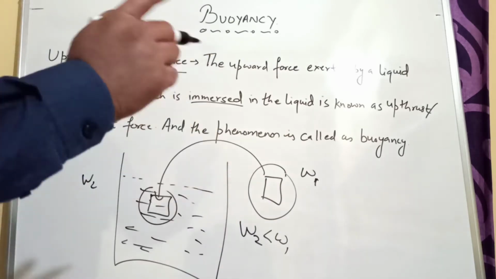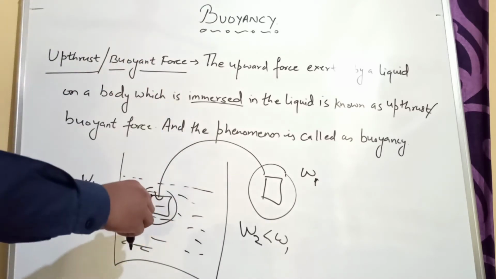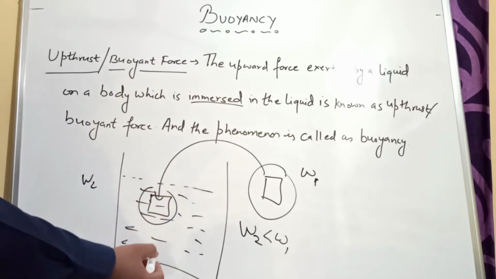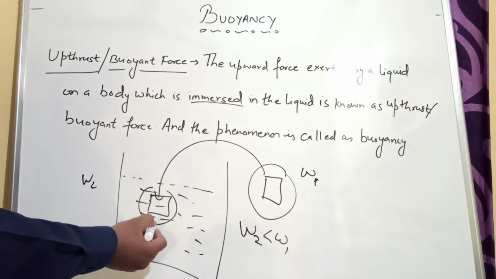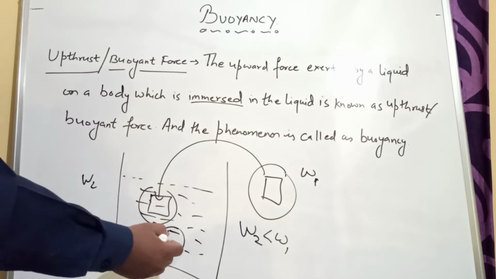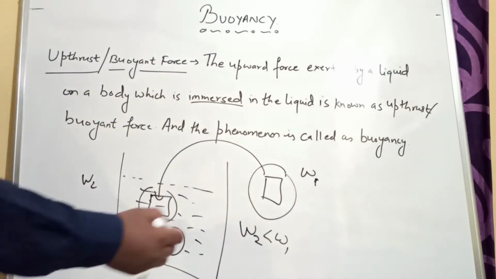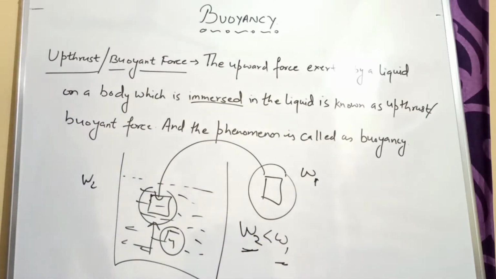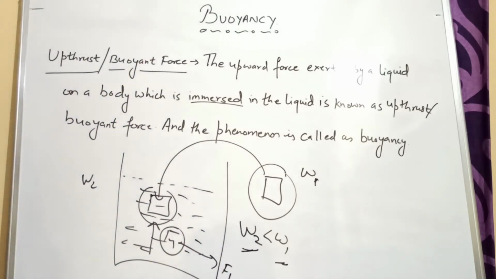Why is this happening? Because when we dip this object inside the water, the liquid exerts a force which is upward in direction. So this force F1 comes into play, exerting force upward. This F1 force reduces the weight of the object. That's why W2 is less than W1, and this F1 force is your buoyant force or upthrust.